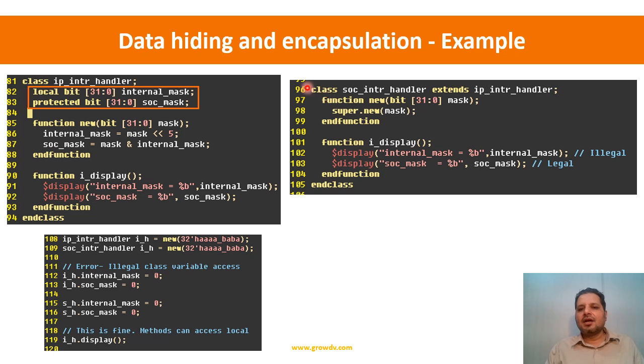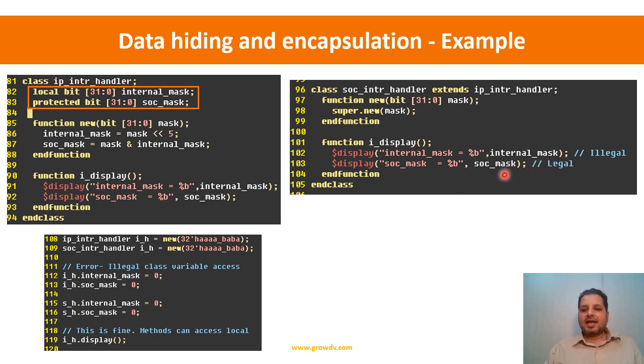So we are saying class SOC interrupt handler extends the IP handler. So IP functionality we are trying to reuse at the SOC level. We are overriding the constructor, and we are calling super.new because we have an argument. As we have already seen, the implicit constructor won't work here. I am also overriding this iDisplay function, and I am doing exactly the same thing. I am displaying internal mask and the SOC mask.